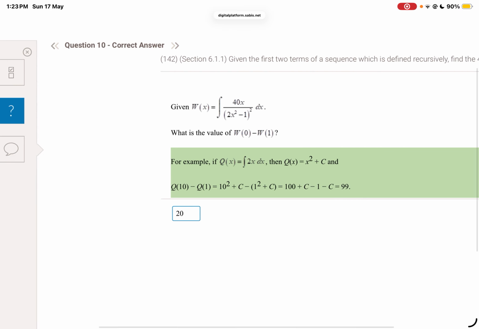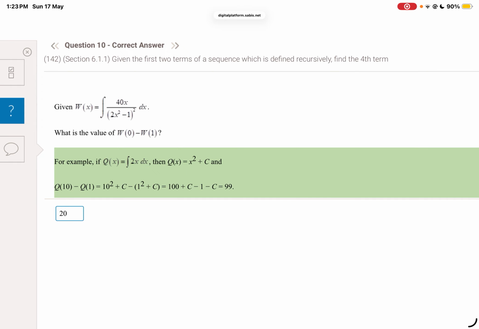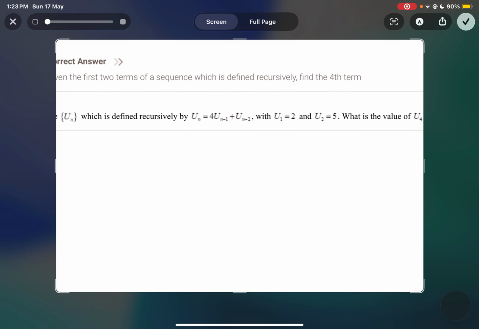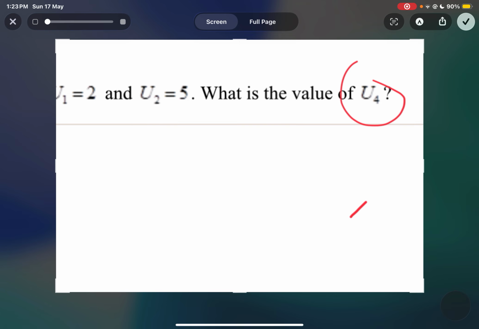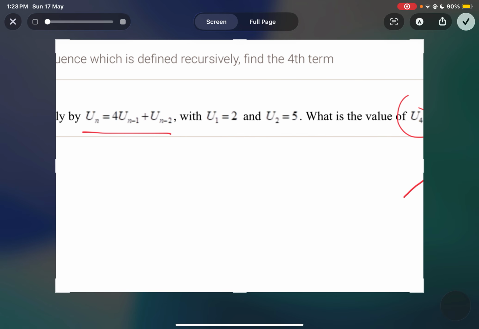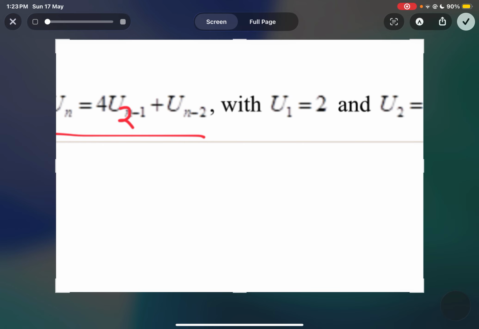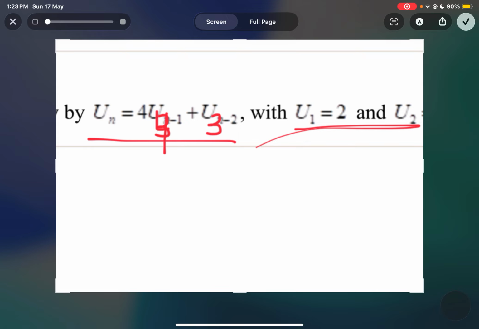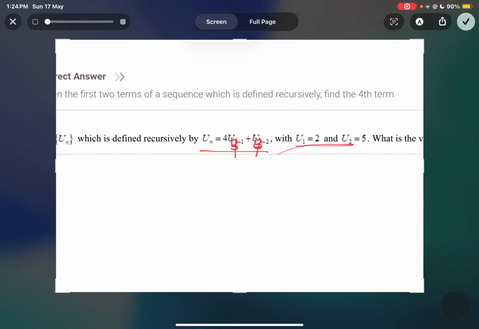Question number 10. Okay, this one's very easy. I'm not going to explain it because it's very simple. Here you have u1 and u2. They want the value of u4 and they give you the general form. So first you find u3 by replacing 3 here and 3 here, and you have its values here. Replace them. You'll find u3. And then u4, you replace the same, you put 4 here, you put 4 here, and you replace u3 with what you found, and you find u4. It's very easy.